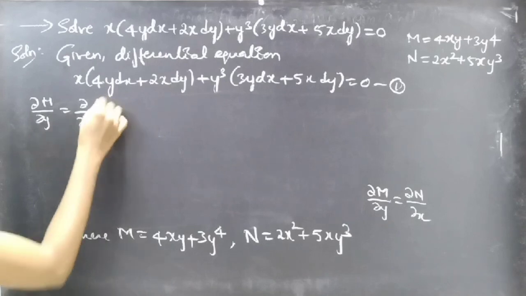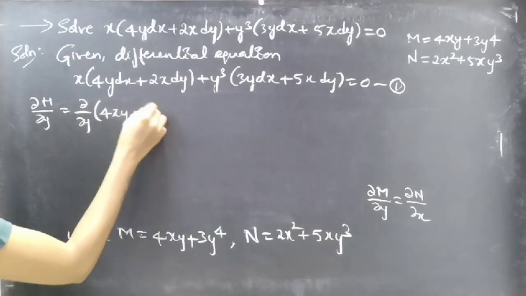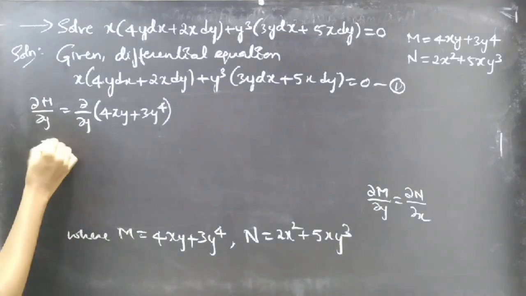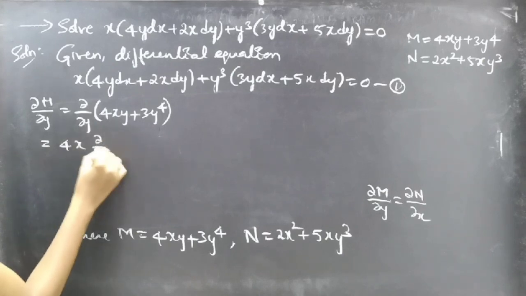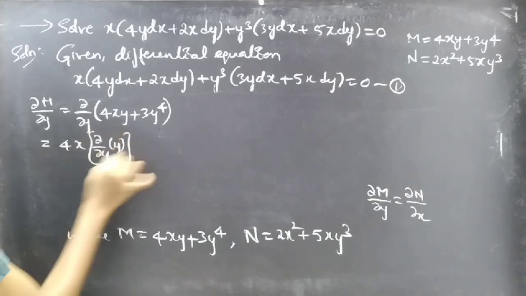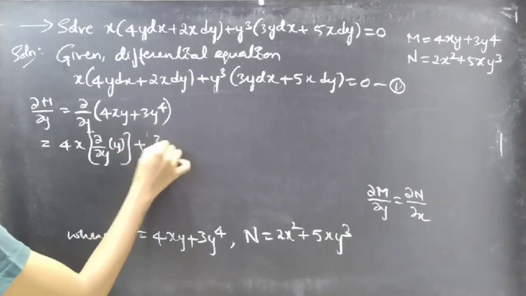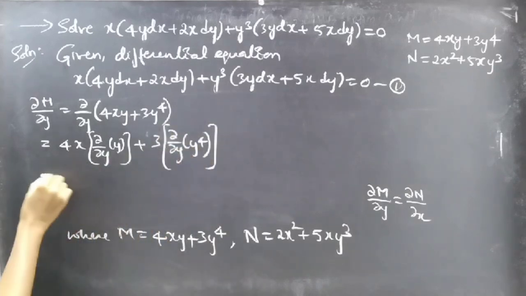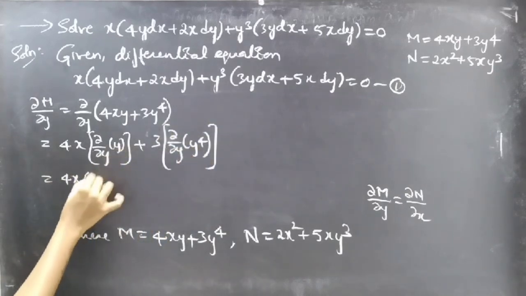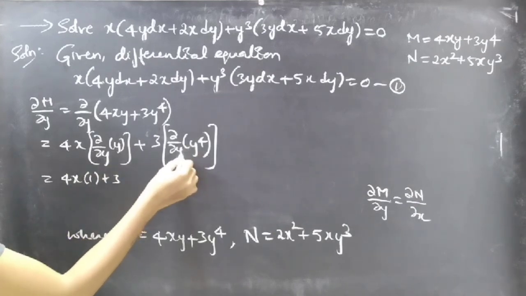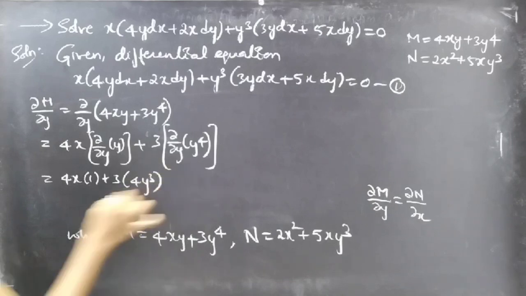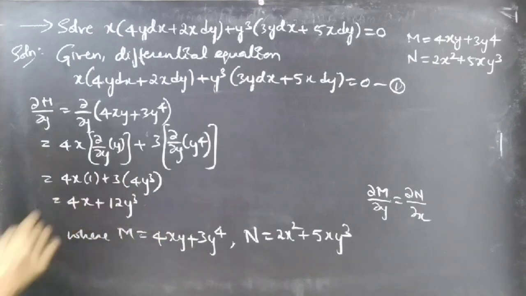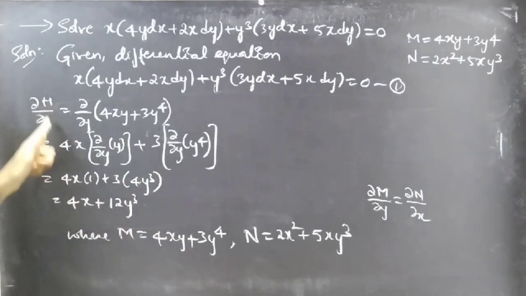We have M equal to 4xy plus 3y power 4. Since it is partial derivative with respect to y, so x is treated as constant. You'll get 4x into dou by dou y of y plus 3 constant into dou by dou y of y power 4, which gives us 4x into partial derivative of y with respect to y is 1, plus 3 into partial derivative of y power 4 with respect to y is 4y cube. We'll get 4x plus 3 4s are 12 y cube. So this is the result obtained for partial derivative of M with respect to y.